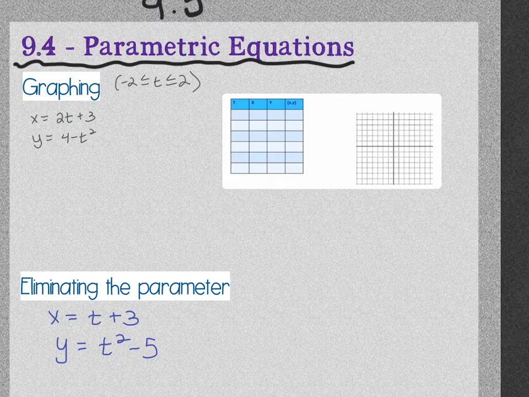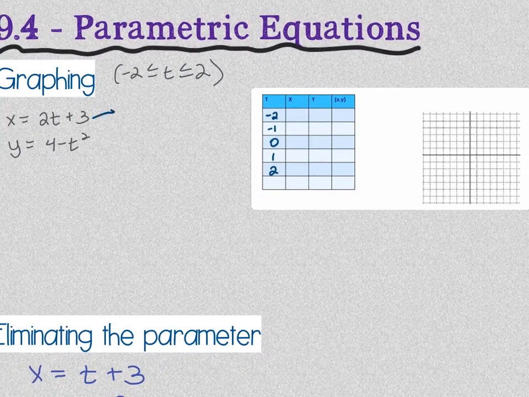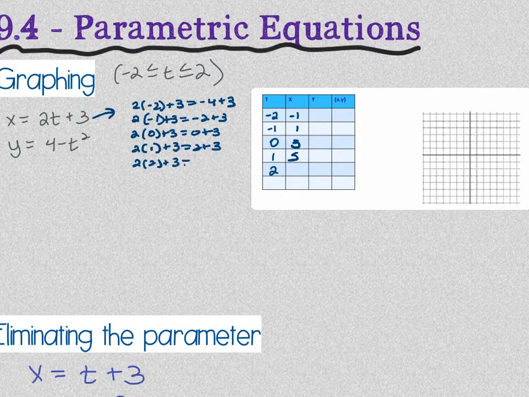So if I gave you, for example, negative 2 to positive 2, then I'm going to take and plug those in for my t values. Negative 2, negative 1, 0, 1, and 2. And I'm going to first plug that into x. So 2 times negative 2 plus 3 is negative 4 plus 3, negative 1. 2 times negative 1 plus 3, negative 2 plus 3 is 1. 2 times 0 plus 3 is 0 plus 3, which is 3. 2 times 1 plus 3 is 2 plus 3, or 5. And 2 times 2 plus 3, 4 plus 3, or 7.